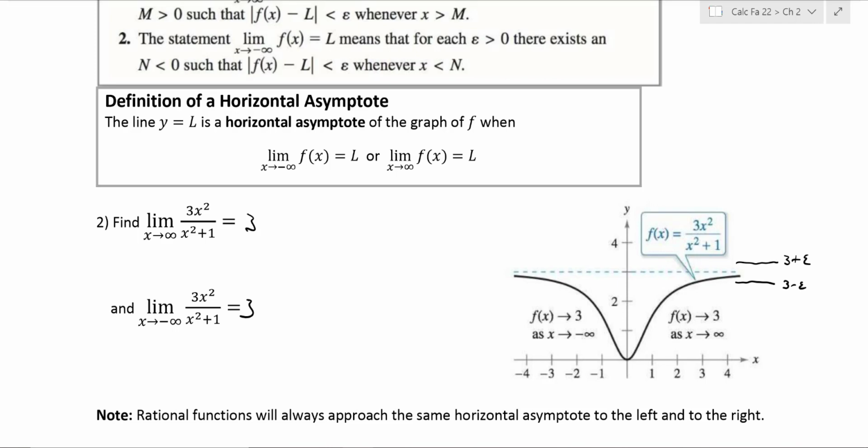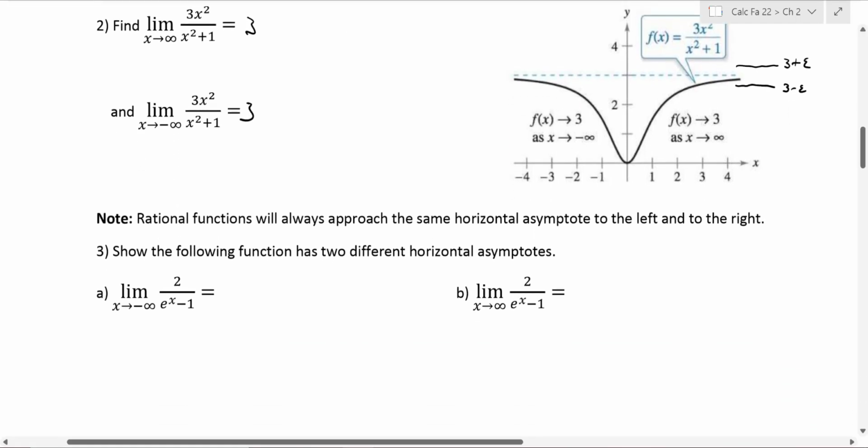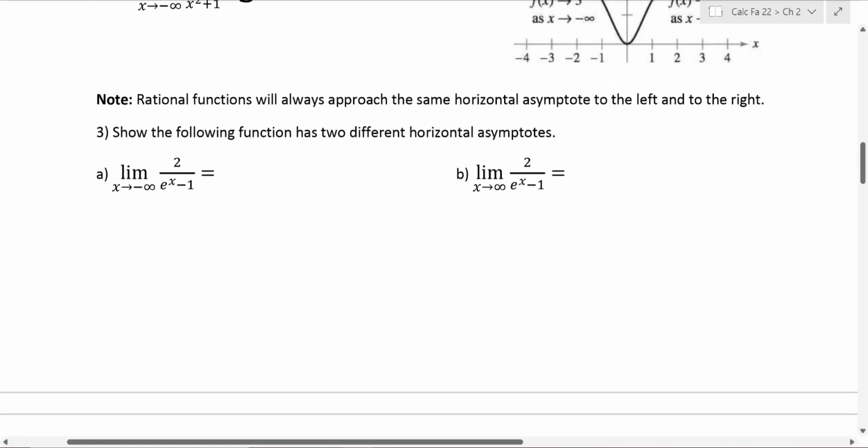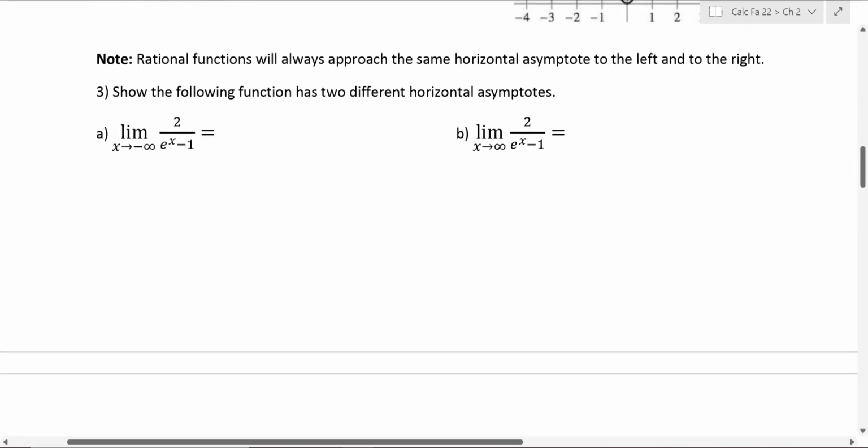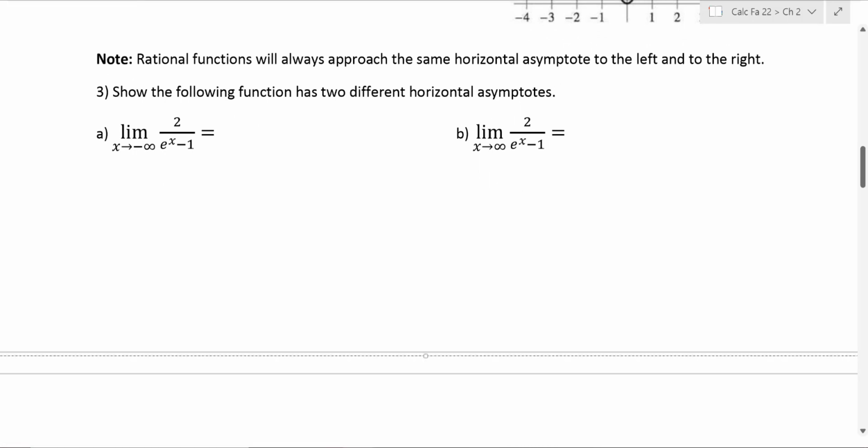When you bring in the transcendental functions, the ones that can't be written out or combined algebraically, so like sine and e to the x and some of those things, you could have 2 different asymptotes. And we'll look at that with the next problem. So we want to show this one has 2 different horizontal asymptotes. And to do that, we really just need the graph of e to the x, so we can think about which direction we're going.